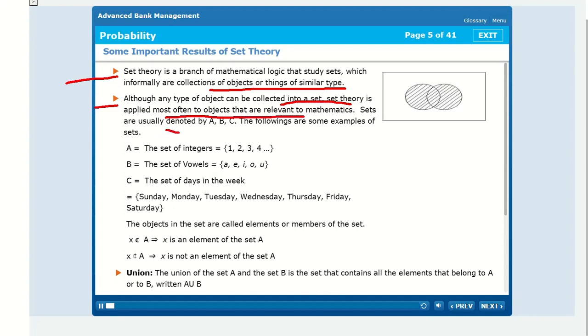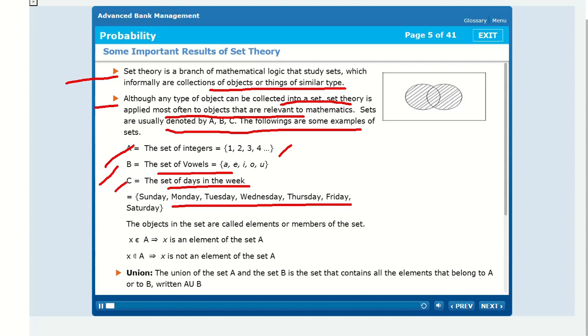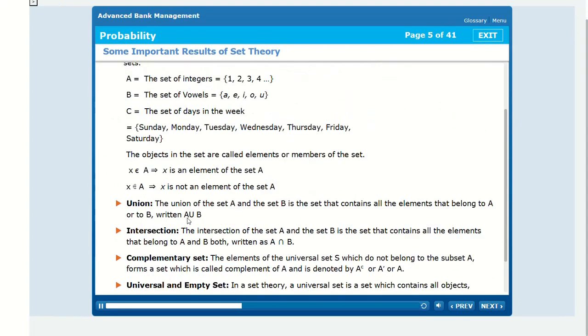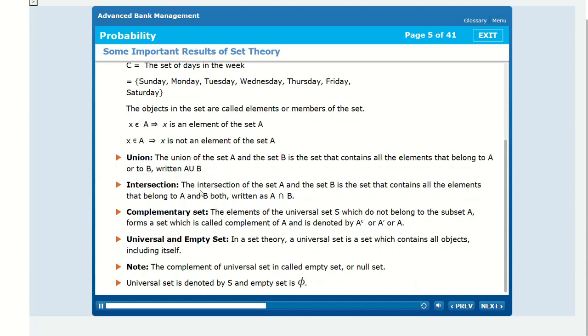Sets are usually denoted by A, B, C. The following are some examples of sets. A equal to the set of integers equal to 1, 2, 3, 4. B equal to the set of vowels equal to A, E, I, O, U. C equal to the set of days in the week, equal to Sunday, Monday, Tuesday, Wednesday, Thursday, Friday, Saturday. The objects in the set are called elements or members of the set. x belongs to A implies x is an element of the set A. x not belongs to A implies x is not an element of the set A.